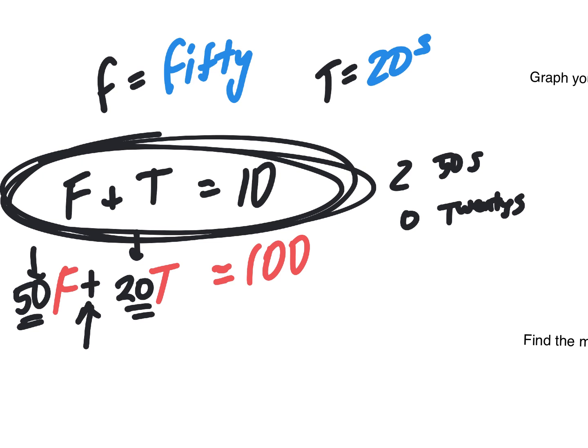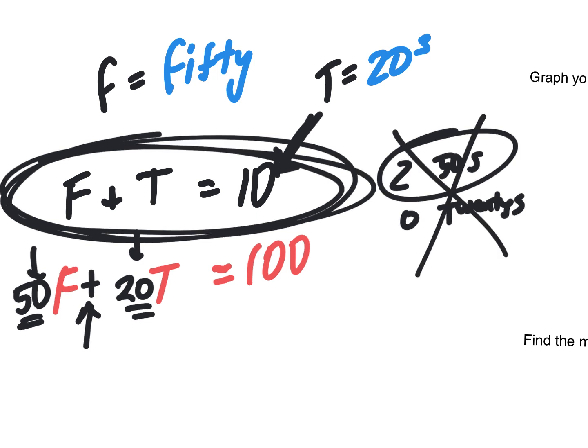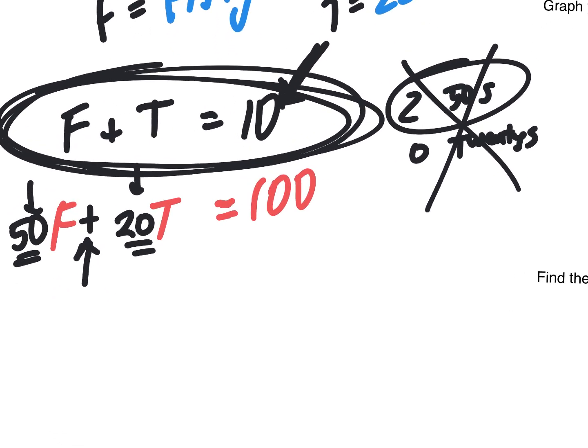So what was wrong with the answer of 2 50s? It didn't add up to 10 bills. Yes, it made $100, but it wasn't 10 pieces of paper. And we knew I had 10 bills in my hand, 10 pieces of paper. So this was a good guess, and it's a combo that works, but it doesn't work in both equations. So then how do you solve this thing?